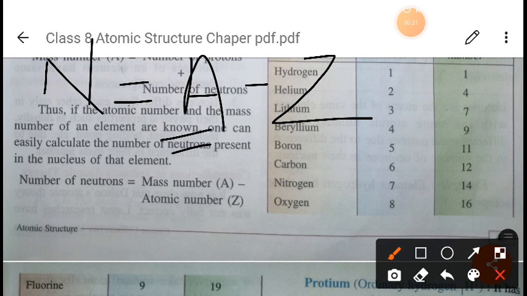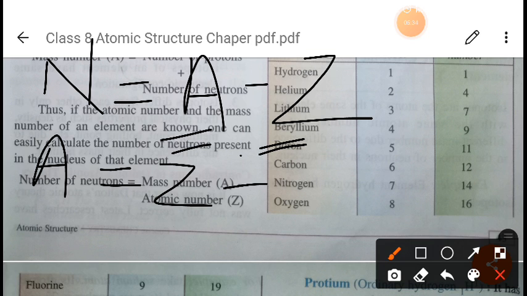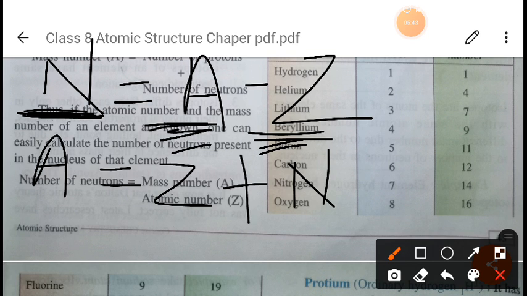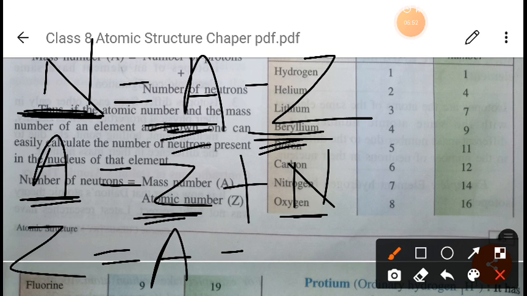Mass number minus atomic number. So mass number is equal to atomic number plus number of neutrons, right? When we have to find the number of neutrons, it is equal to mass number minus atomic number. When we have to find the mass number, we write atomic number plus neutrons. And when we have to find the atomic number, we write mass number minus number of neutrons. So keep these three formulas in mind.